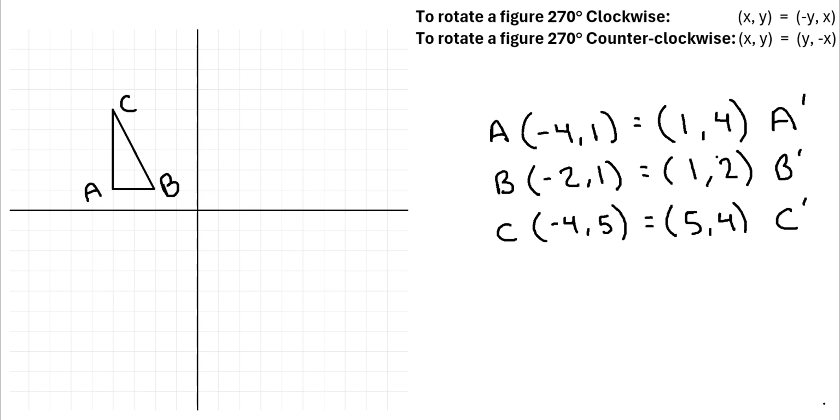So let's see what it looks like if we plot these coordinates. A prime is 1, 4, so 1, 4. Here's our A prime. B prime is 1, 2, so that's right here. Call that B prime. And C is 5, 4. So 5, 1, 2, 3, 4. Call that C prime. So here is our triangle after rotating it 270 degrees around the origin. And you can use these two rules to rotate any figure 270 degrees either clockwise or counterclockwise around the origin.